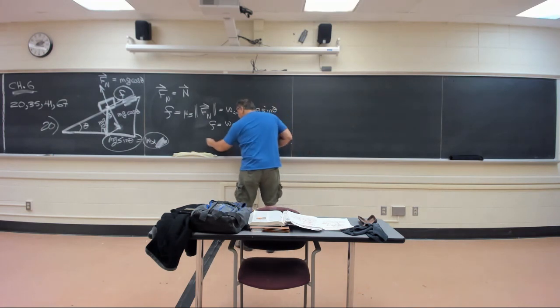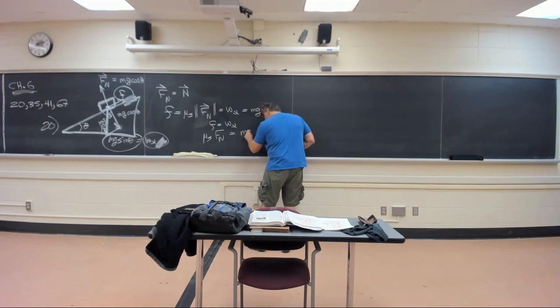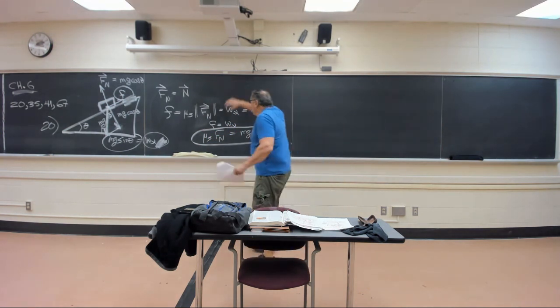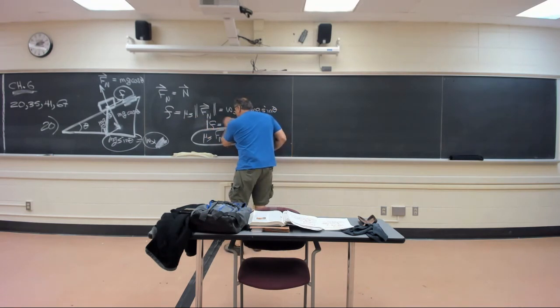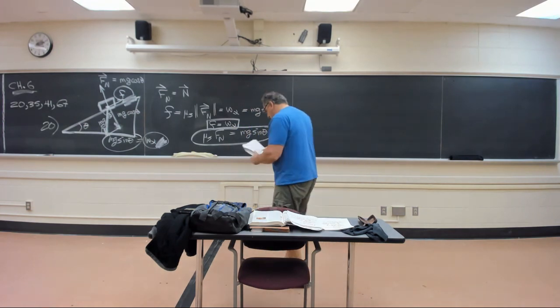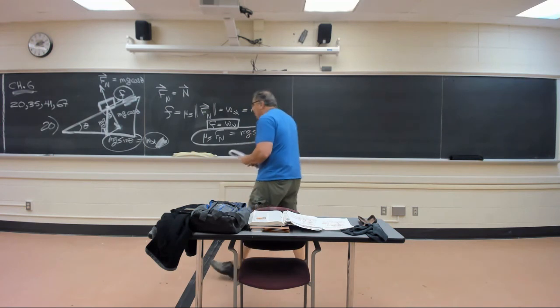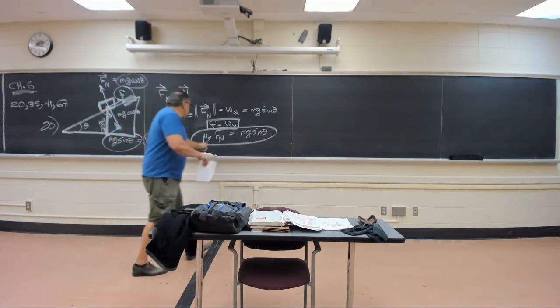If that's the case, you've got mu sub s times F sub n is equal to mg sine theta. From all this right here, we really come right there, and that just means this. Just look at how I got everything labeled up there, and you should be okay. What's the normal force? The normal force is mg cosine theta. So that guy's mg cosine theta.